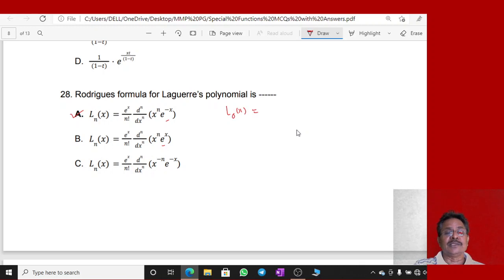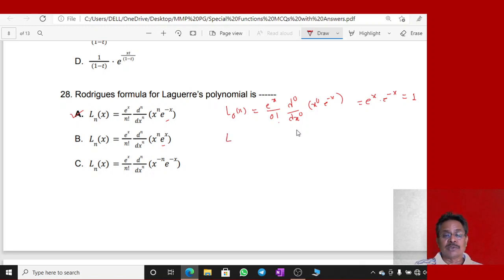L0 of x, putting n equal to 0, I'll get e raised to x upon 0 factorial multiplied by d raised to 0 upon dx raised to 0 multiplied by x raised to 0 into e raised to minus x. So 0 factorial is 1, d raised to 0 upon dx raised to 0 is also 1, x raised to 0 is 1. So I'll get e raised to plus x into e raised to minus x, and that's why it is simply 1, and therefore L0 of x is simply a polynomial for all values of x, positive and negative. This Laguerre polynomial of order 0 is simply equal to 1.